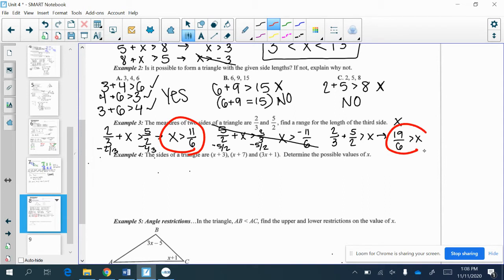11/6 and 19/6. So let's put this into our inequality. x is in the middle. 11/6 is our smaller amount, and then 19/6 is greater. Then look at your sign. Here, our inequality sign is opening up towards 19/6, and over here, our inequality sign is opening up towards x. So that is going to be our final answer.